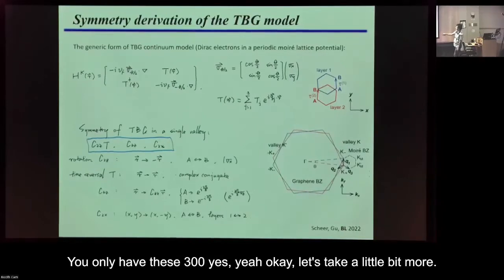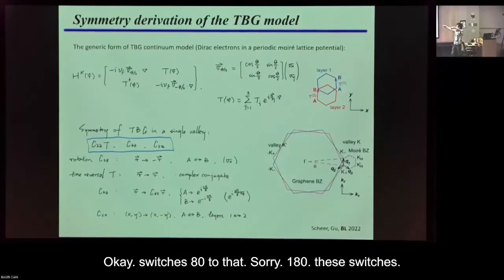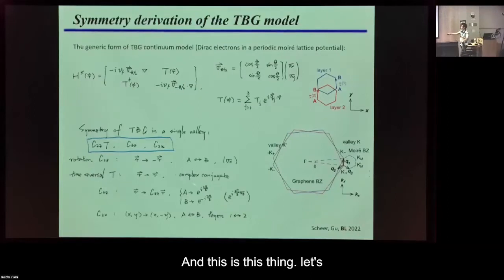Let's take a little bit more detail on how these symmetries act. The C2Z basically rotates, of course, R to minus R, and in momentum space it changes K to minus K. And it switches the sublattice, as you can see here, right? Rotate by 180 degrees, A and B switch. So basically, in the sublattice space, it's a sigma X matrix, which flips between A and B. And time reversal doesn't do much. It's just the anti-unitary operator. Here, this is the spinless time reversal. It doesn't do anything to spin, so it's just a complex conjugate. But it also flips the momentum.